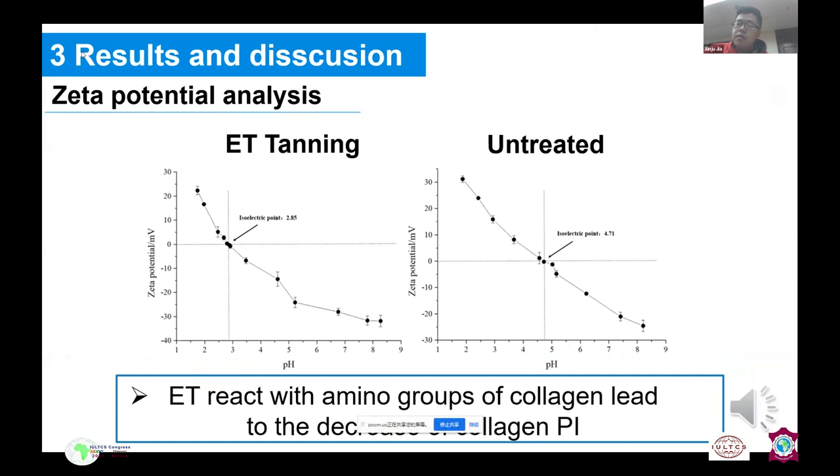The zeta potential is used to evaluate the charge of collagen. From the experimental results, the isoelectric point of collagen tanned by ET decreased from 4.71 to 2.85, indicating that a large number of amine groups in the side chain of collagen were blocked, resulting in the decrease of the isoelectric point.